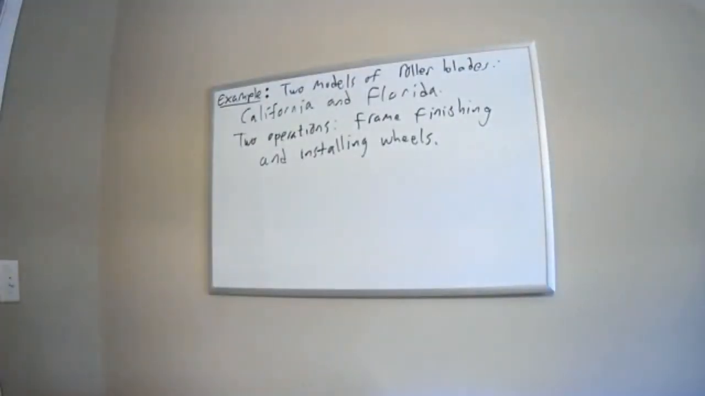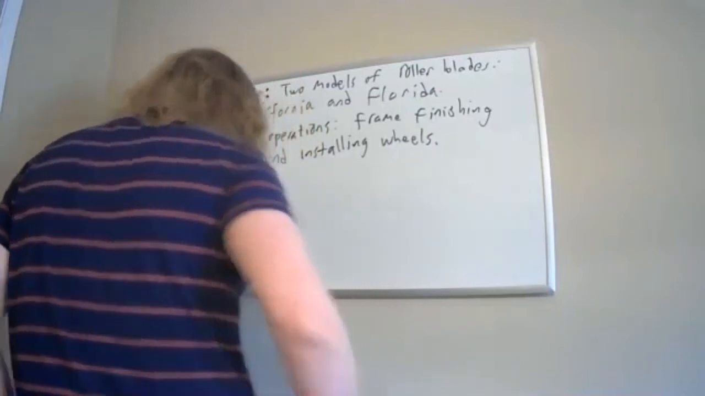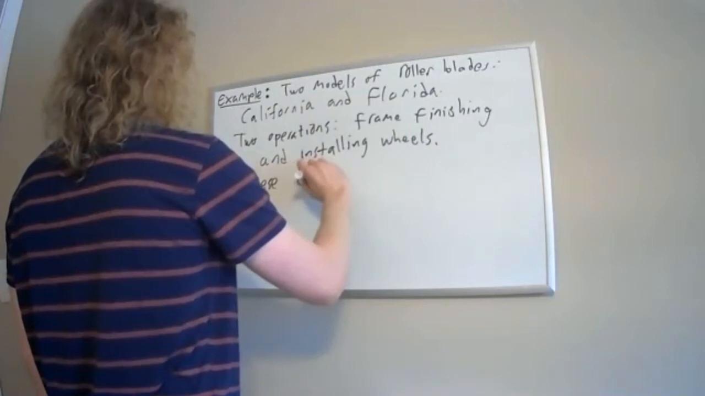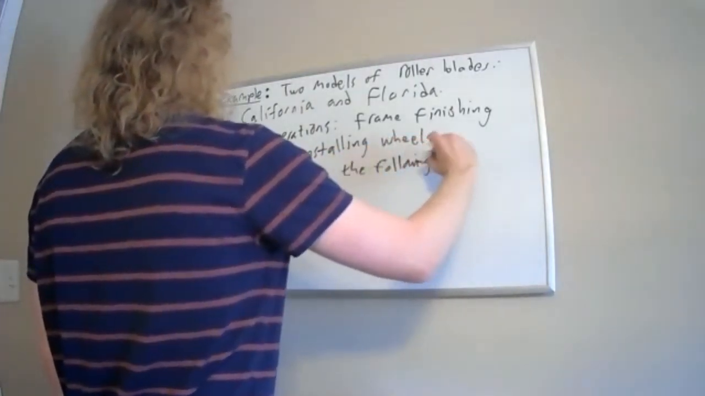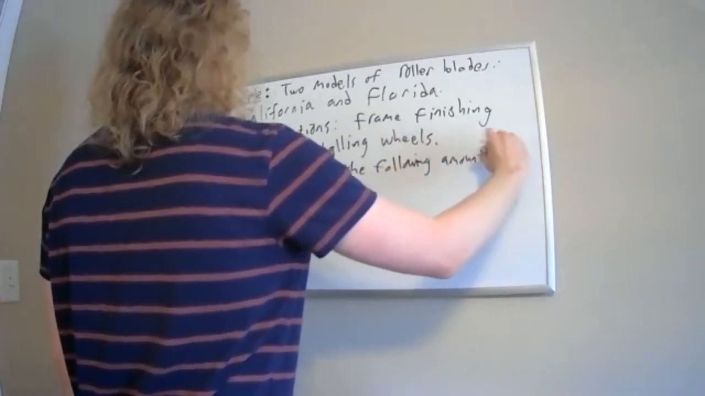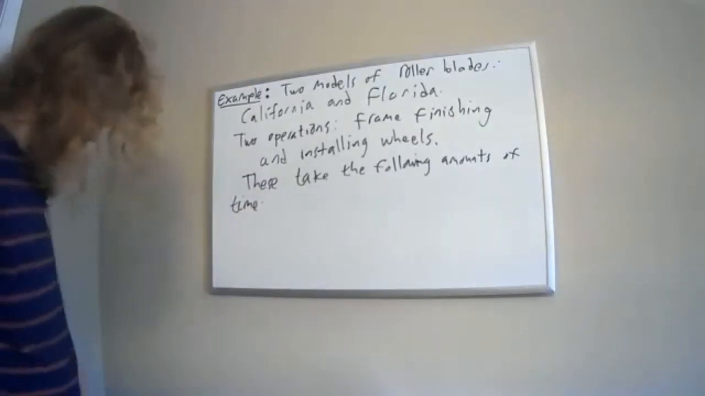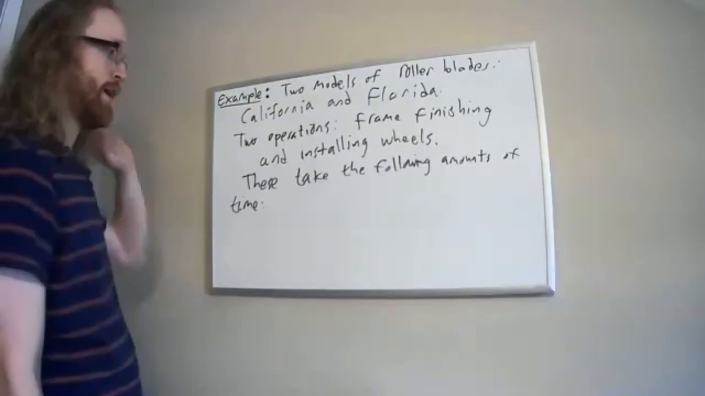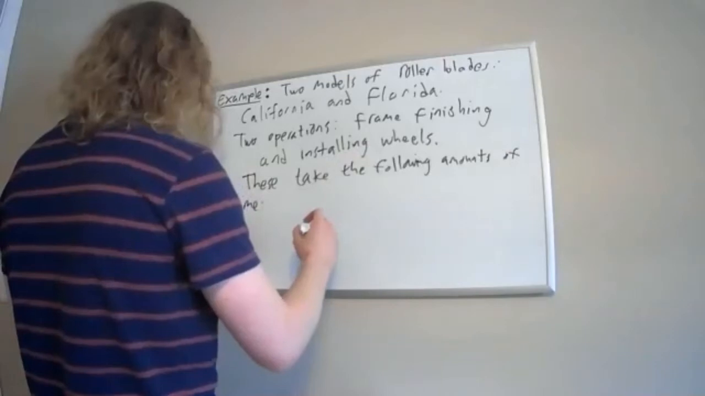And so what do I know about these two things? I know the following. I know that these two operations take the following amounts of time. So you are a manufacturer of rollerblades. You have a certain number of employees. You only have a certain amount of man hours to allocate to these two operations. And each one of them takes this amount of time.